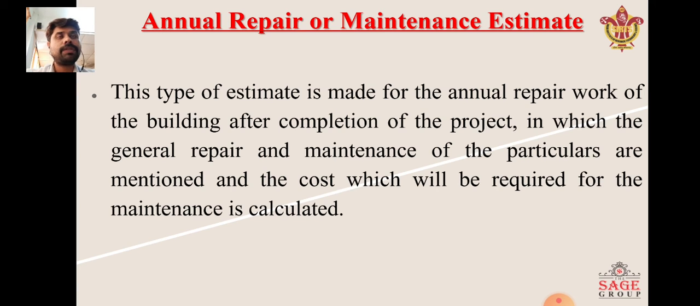In this type of estimate, we just have to give the items which need to be repaired or maintained, and we also have to give the details of the cost which will be used for that maintenance or repair work. So annual repair and maintenance estimates are prepared when the project is completed, and these are the project estimates which maintain the project or structure for the life span which we have designed for it.